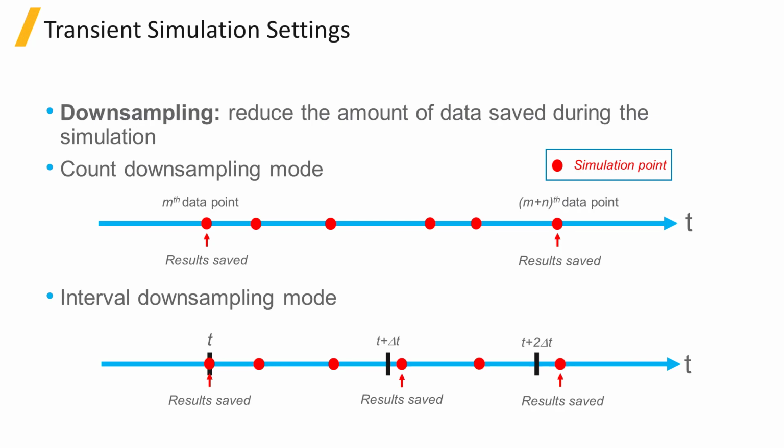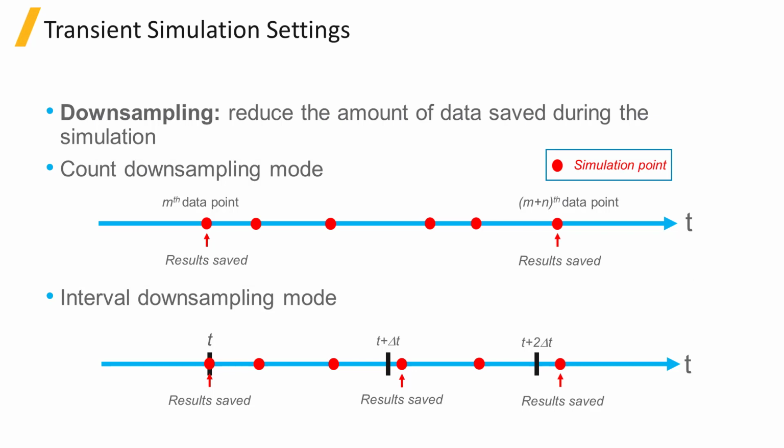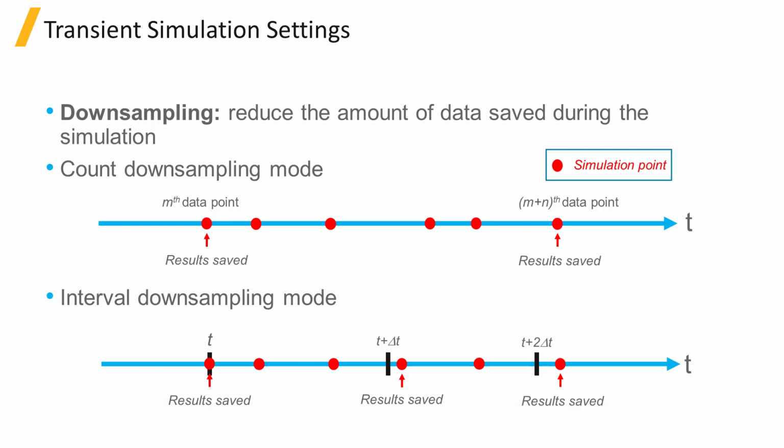Downsampling is used to reduce the amount of data saved during the simulation, particularly when using a very small step size. There are two downsampling modes available, interval and count. Having a downsampling with count value n means that only the results at every n points in the simulation will be saved. On the other hand, with downsampling at an interval of delta t, simulation results will be recorded every delta t femtoseconds, and if no result is available at that exact time, closest results to that moment in time will be recorded.